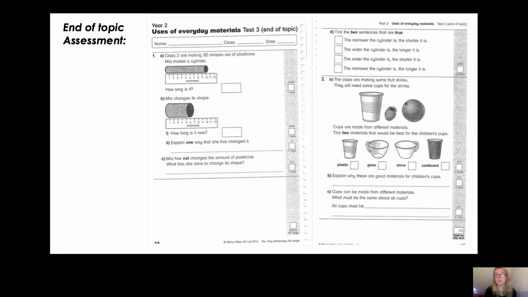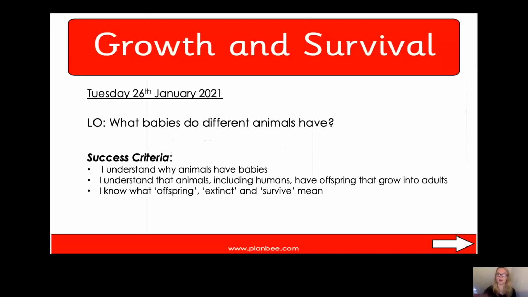Okay, so let's move on to our new science topic. Our new science topic is called Growth and Survival. And today we're going to be answering the question, what babies do different animals have? So by the end of the lesson, you'll be able to understand that animals, including humans, all have offspring that grow into adults. Now, if you don't know what the word offspring means, don't worry, because by the end of the lesson, you'll know what this means.